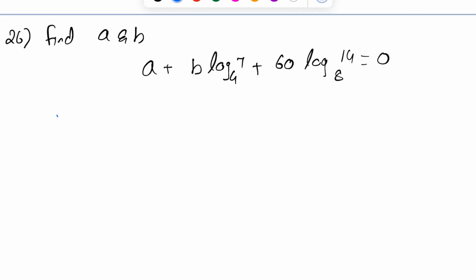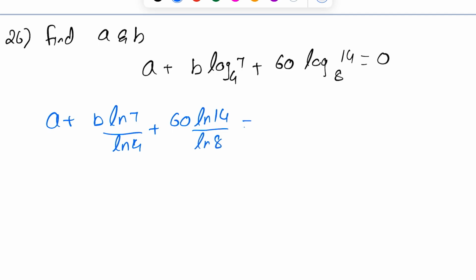So what should I be doing? A plus b log. It can be written as ln 7 upon ln 4 plus 60 ln 14 upon ln 8 equals 0. I converted into ln.